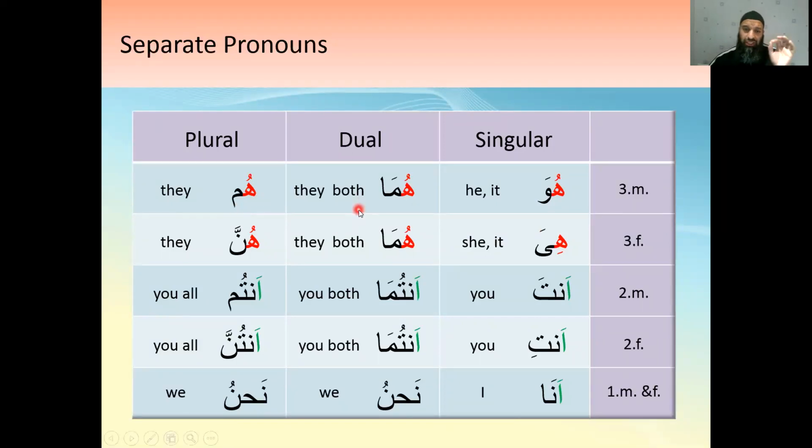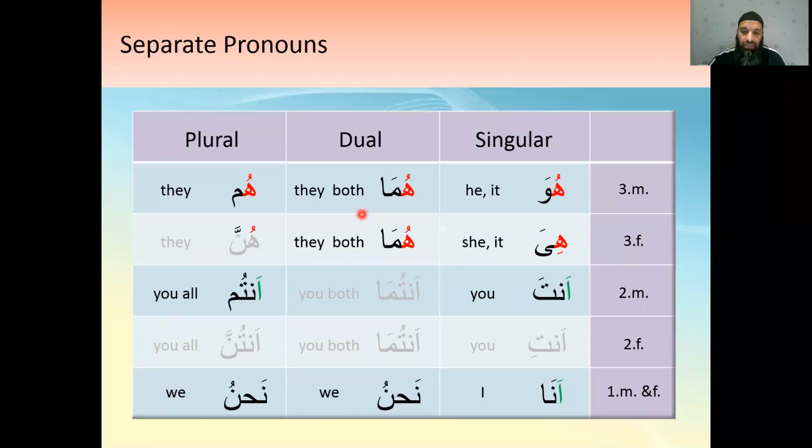Okay, so it's just memorizing. Huwa, huma, hum. Hiya, huma, hunna. Anta, antuma, antum. Anti, antuma, antunna. Ana, nahnu, nahnu. Those are the numbers. I sort of grayed out this one on this slide just to show people which ones I feel come in the Quran most. But forget that slide now.